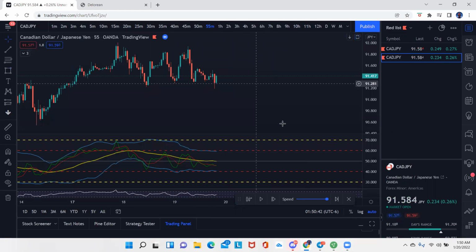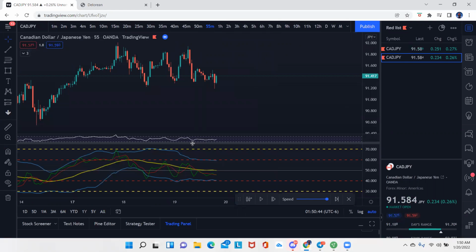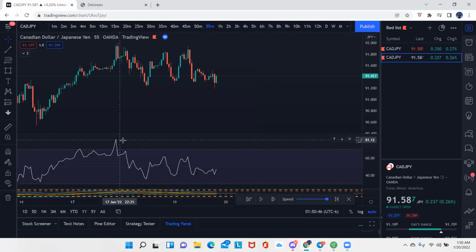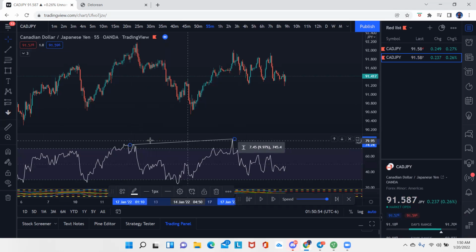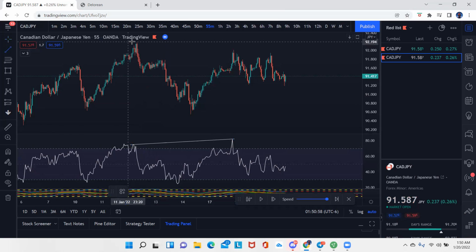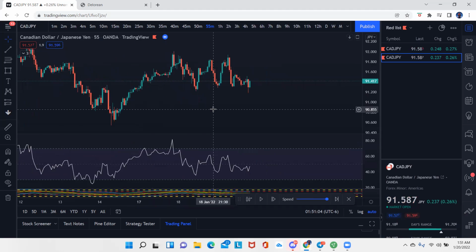What I want to see is, let me see if we had any divergence. I don't think we did. Yeah, we didn't have any divergence. That's cool. Even though this happened over here, this is technically divergence. The market is going up at the same time that this is trending down. So that actually was some divergence, not the prettiest divergence, but it is divergence.